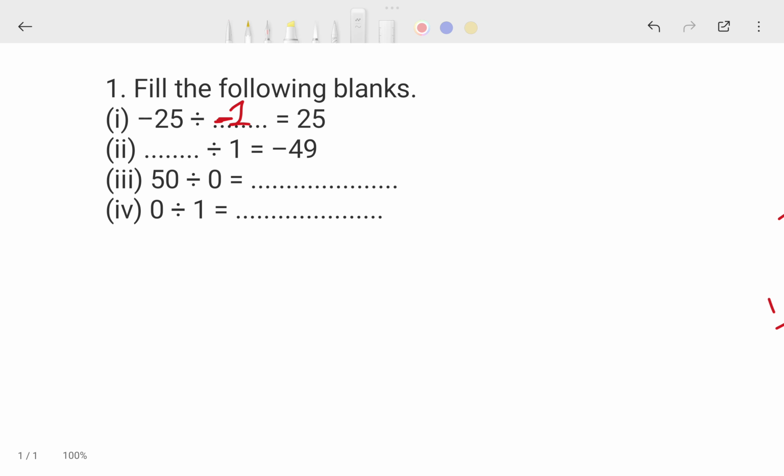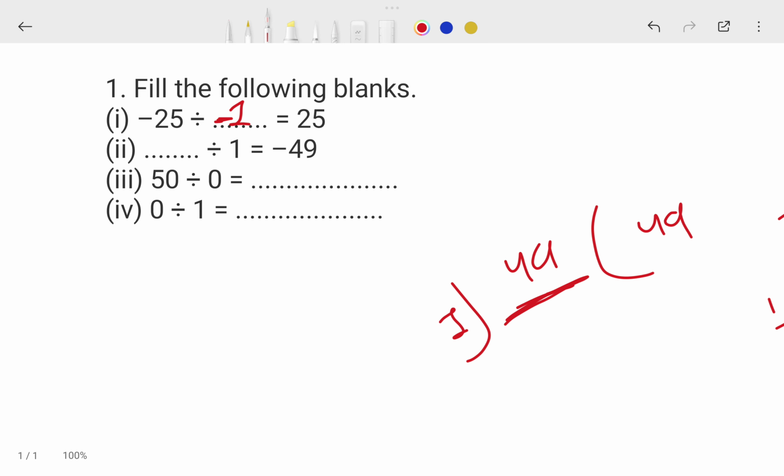Okay, now again, what is this question telling? You have to divide by 1. You have to divide 1 by some number, and the answer should be minus 49. Minus 49 means, just understand, 49. So what number will you put here? It is going to be 49 times. So you are dividing by 1. In one table, 49 will be in 49 times. So the answer is going to be 49.